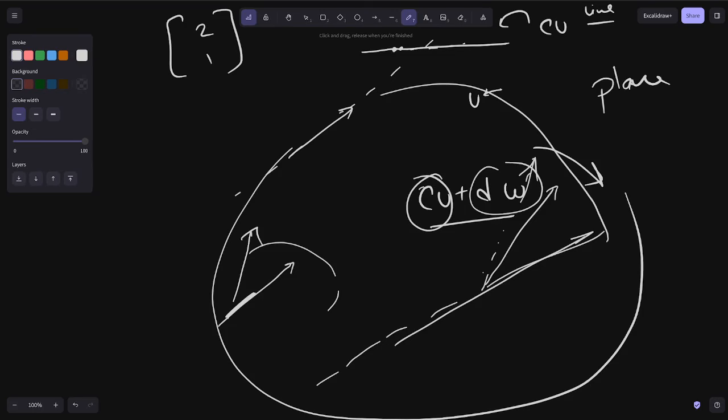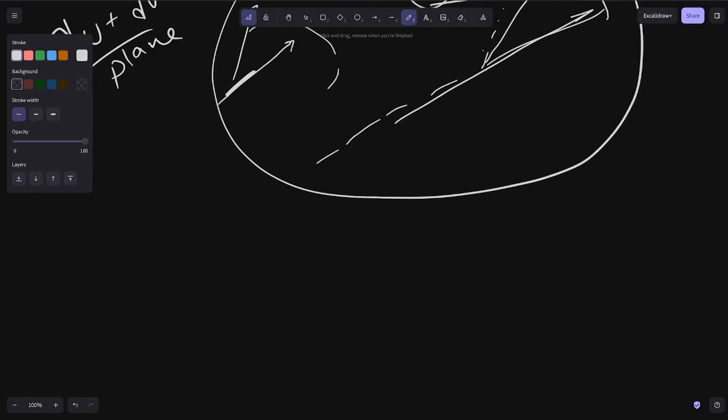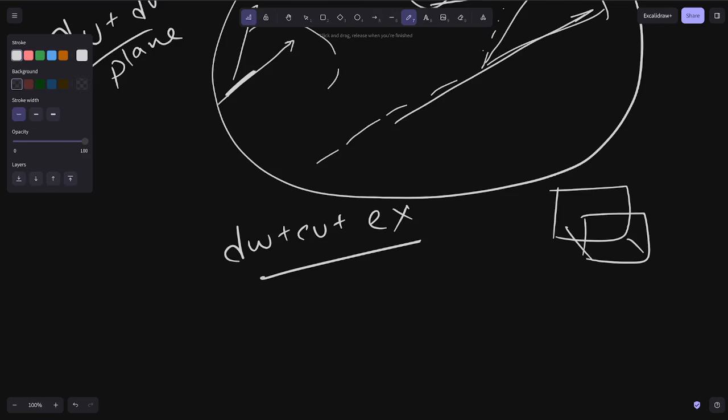Did you understand this? So basically, with respect to cu plus dw, we get a plane. In the same way, if I do dw plus cu plus, let's say, ex, this will give me some three-dimensional space, let's say a cube, I have no idea. So let's say a cube space, whatever the space is.